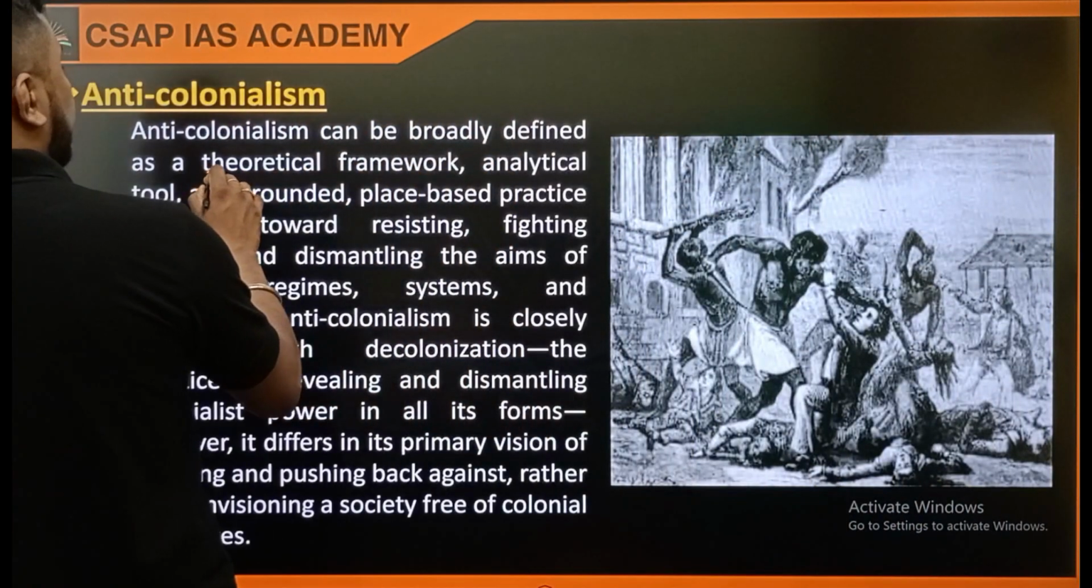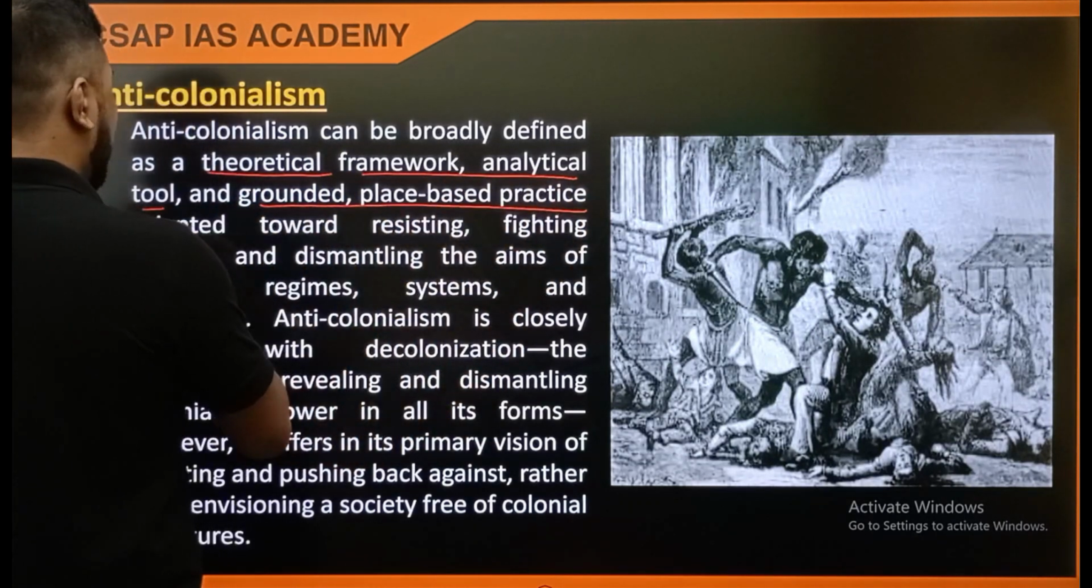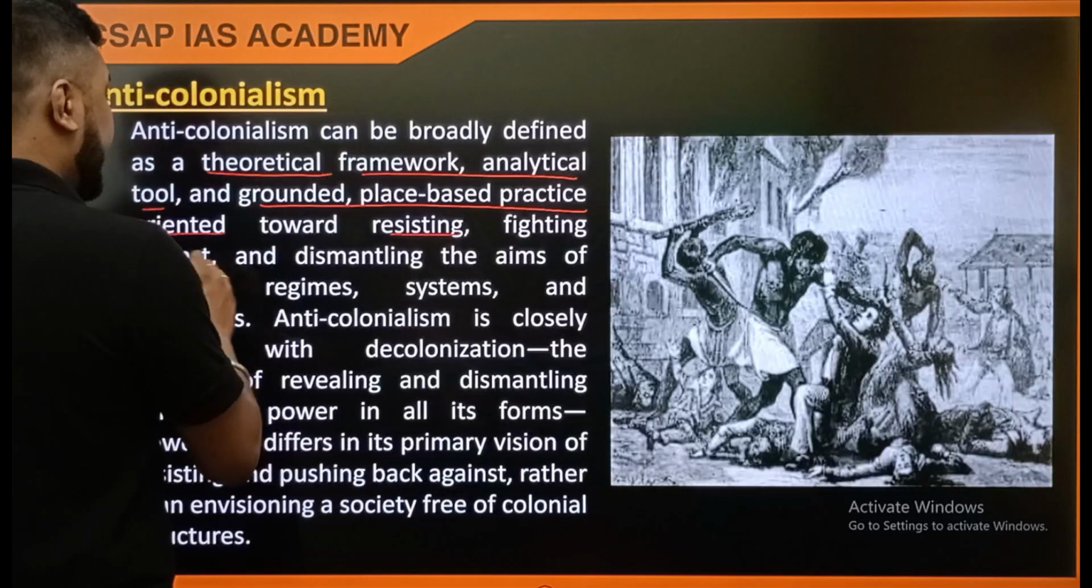Anti-colonialism is broadly defined as a theoretical framework, analytical tool and grounded place-based practice oriented towards resisting, fighting against and dismantling the aims of colonial regimes.